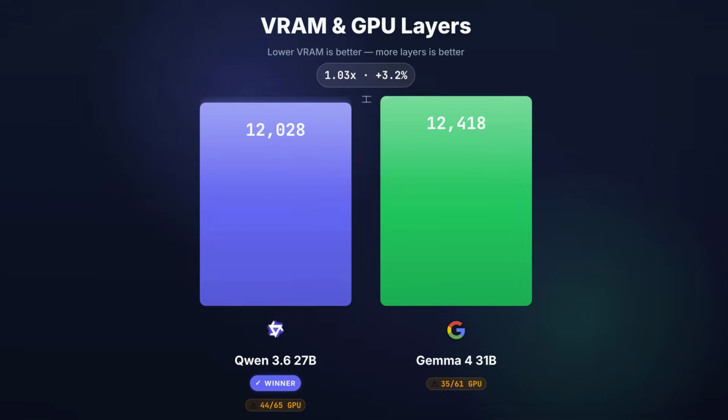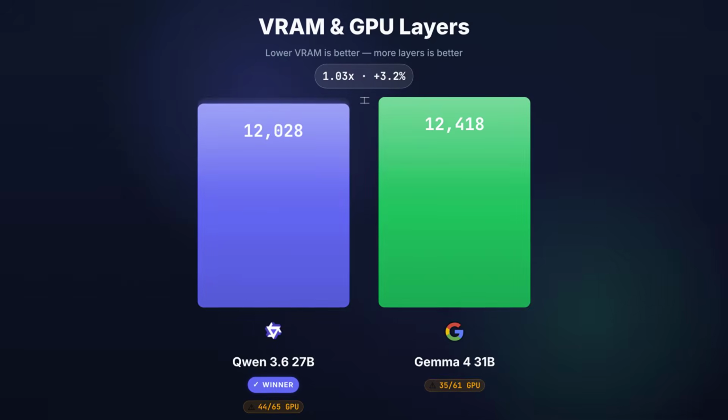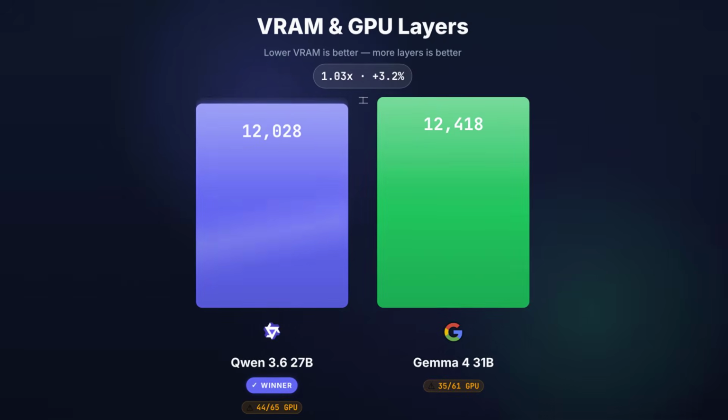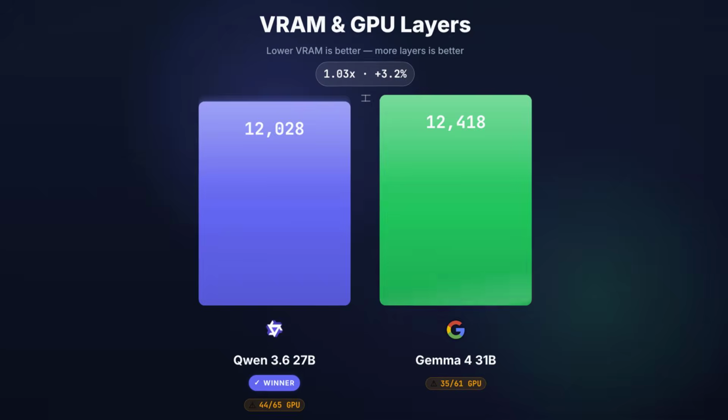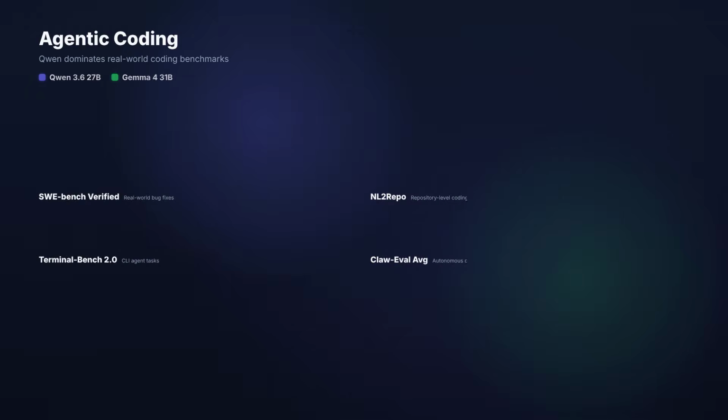The math. Qwen's layers are thinner. 27 billion parameters across 64 layers versus 30.7 billion across 60. Each Qwen layer costs about 273 megabytes. Each Gemma layer costs 355. A 30% efficiency advantage straight from architecture.